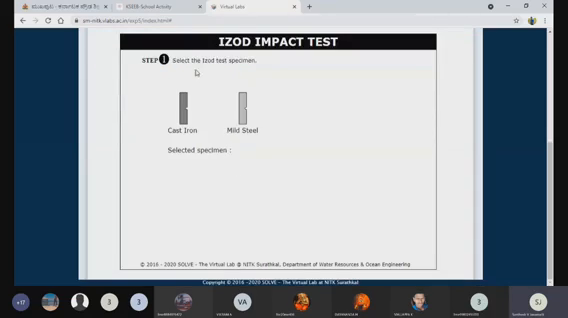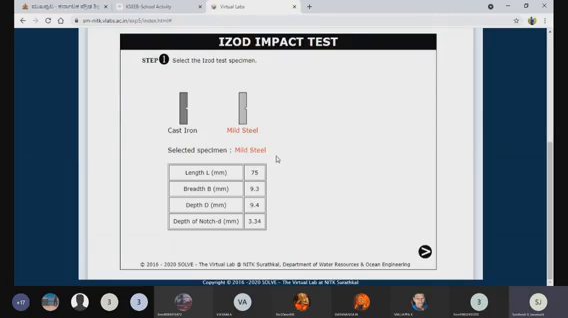Yes. So the selection is mild steel material, because obviously we will take mild steel. Just click on the mild steel material, 75 mm. Here you can see, as I told you, 75 mm, because it's the Izod test. The total length of the sample will be 75 mm.